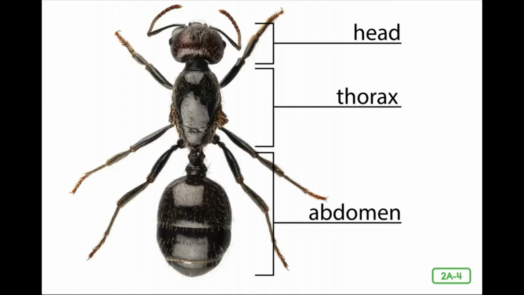Today, we are going to learn about the stages in the life cycle of an insect. Do you remember what a life cycle is? A life cycle is a cycle that all living things go through from birth to death.